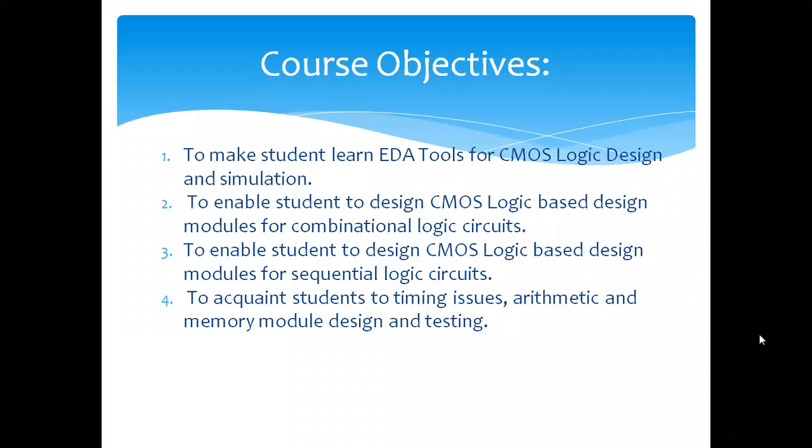Now, coming to the course objectives. While studying this entire course of CMOS VLSI design, what are its objectives? Why is it included in your curriculum?